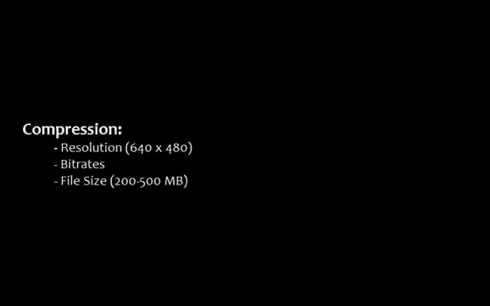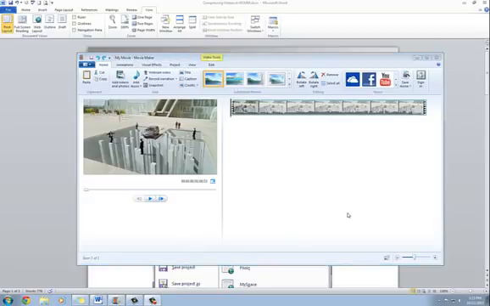Now this is going to be one of the last things you'll probably worry about in this process, but when it comes time to do so, you're going to want to be conscious of a few things. You're going to want to be conscious of the resolution of your video, which has to be 640 by 480, and bit rates, which are going to ultimately affect the file size of your video, which needs to be between 2 and 500 megabytes.